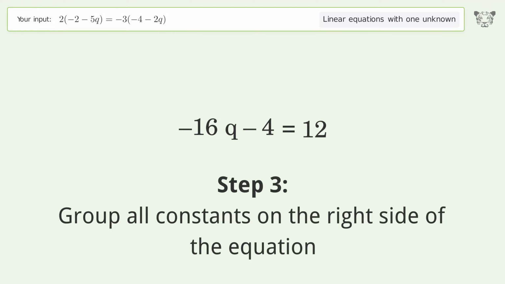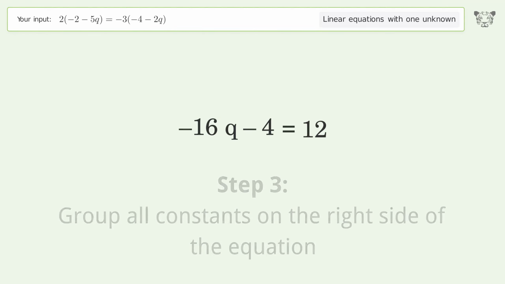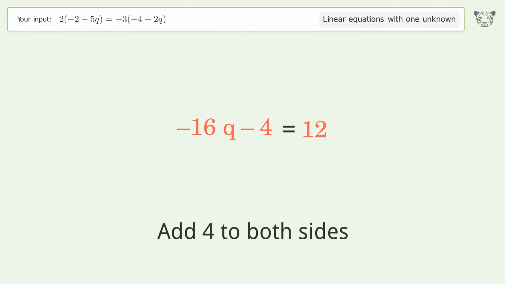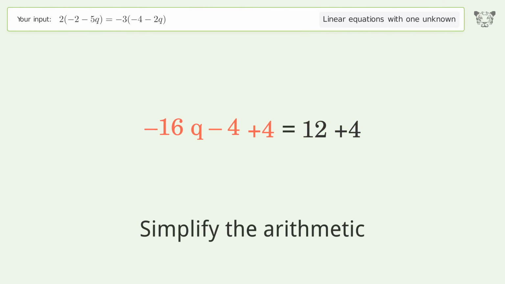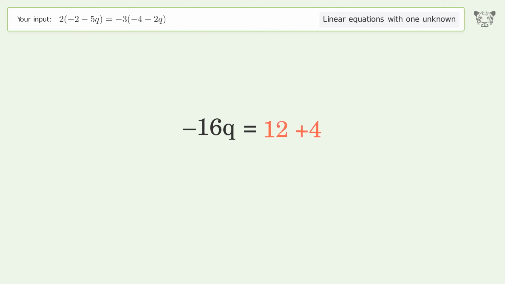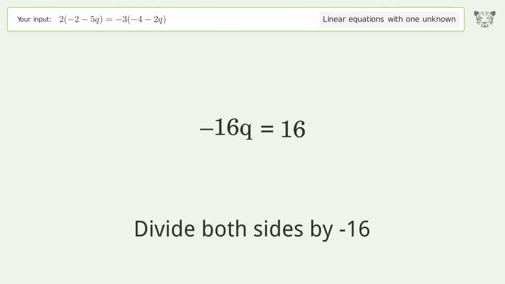Group all constants on the right side of the equation. Add 4 to both sides. Simplify the arithmetic. Isolate the q. Divide both sides by -16.